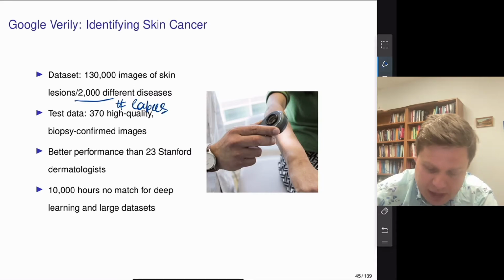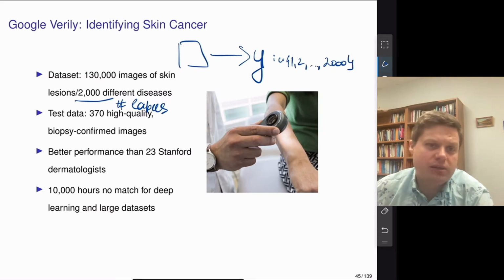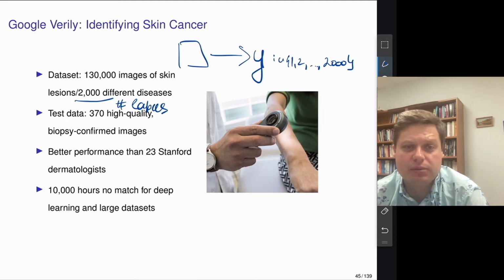And essentially the task is to take an image and predict y, and y takes values, let's start with 1 so it's easier, 1, 2, all the way to 2000. So it's logistic regression with multiple classes. And then they had the test data set, 370 high quality biopsy confirmed images. And they were able to show a better performance than 23 Stanford dermatologists.